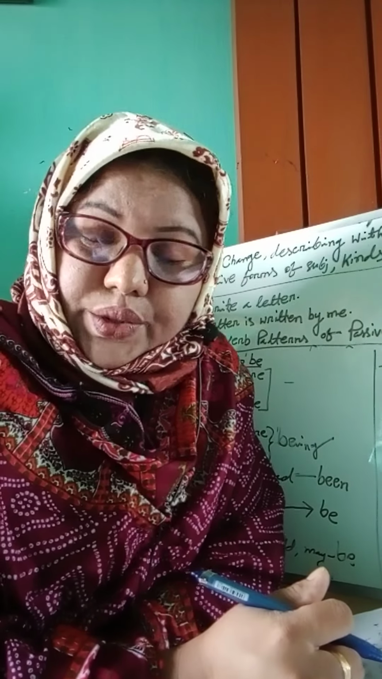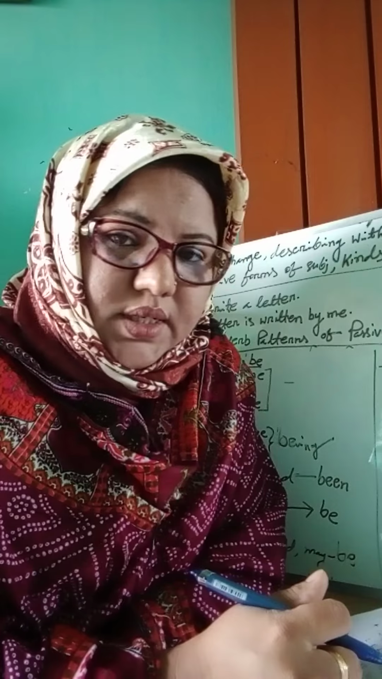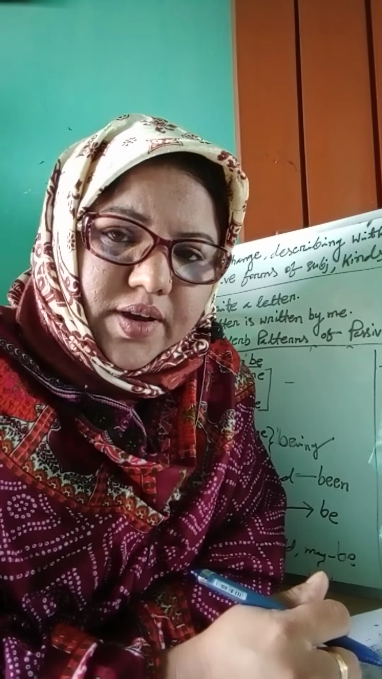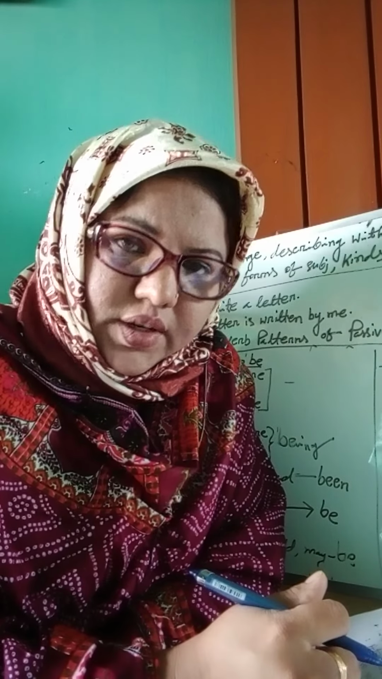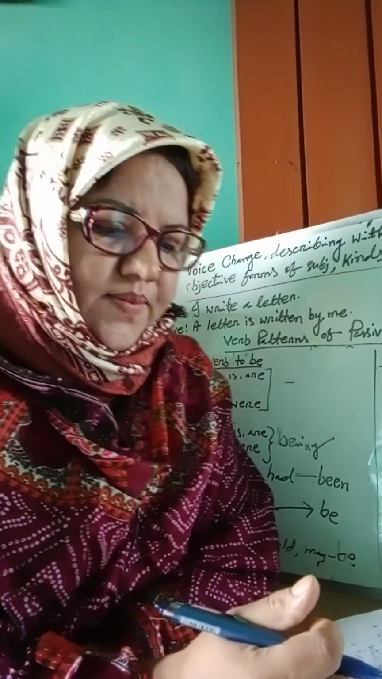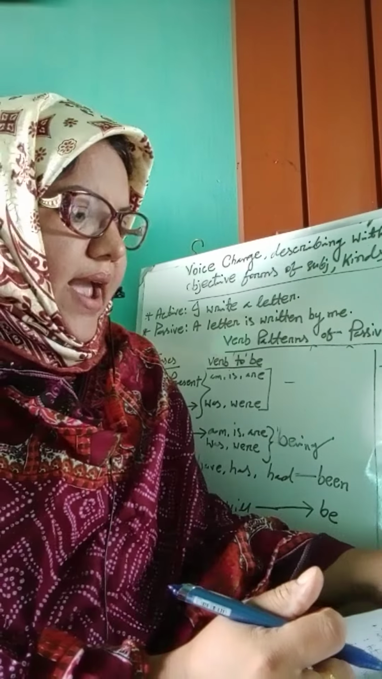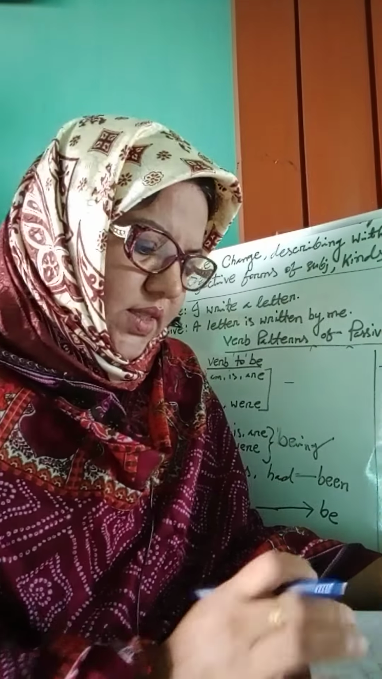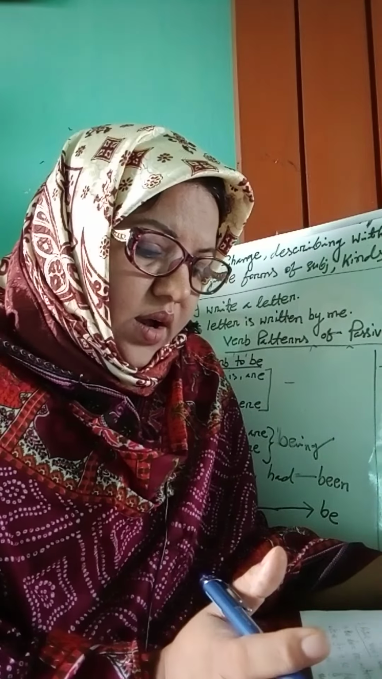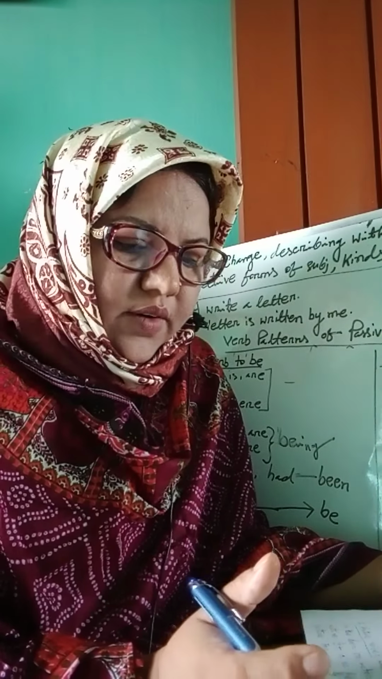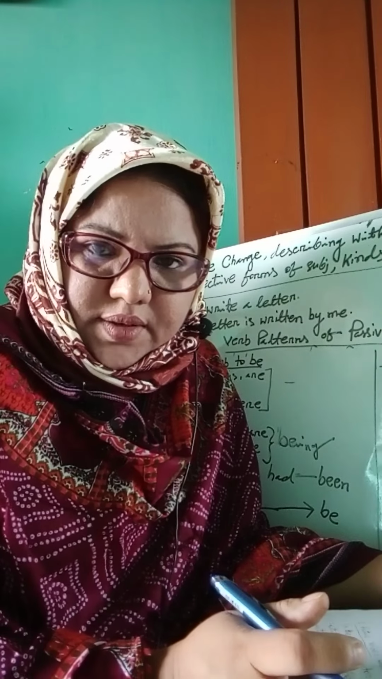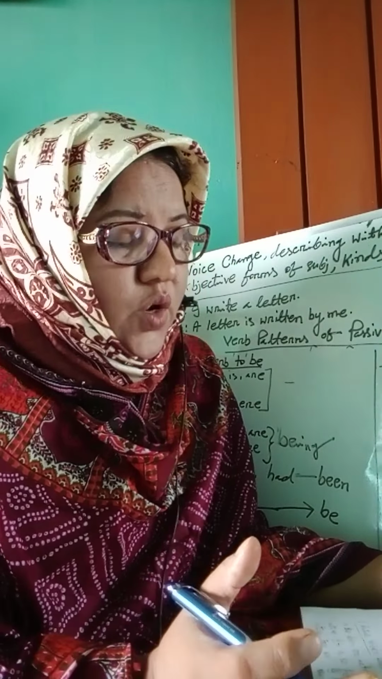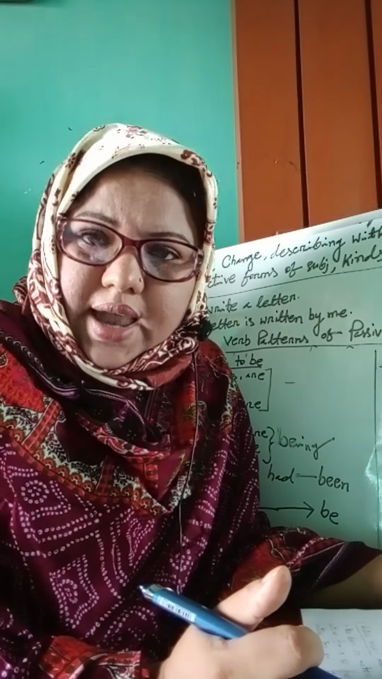So viewers, there are three kinds of voices in English. One, active voice. Two, passive voice. And three, quasi-passive voice. Okay, what is active voice? First of all, when the subject of a sentence is the doer or actor, the verb remains active in active voice. It is so because the subject is active.